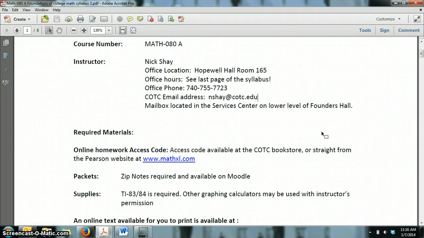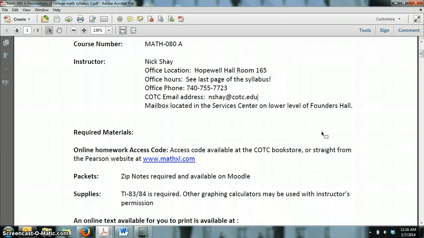You get $6 of free printing on the Newark campus from COTC just using your school ID. So you can get some of the notes printed through them. You need the notes, you need the online access code, and you're going to need a graphing calculator. Friday, we are going to be using the calculators in class. So if you don't have one yet, you really do need to get one.